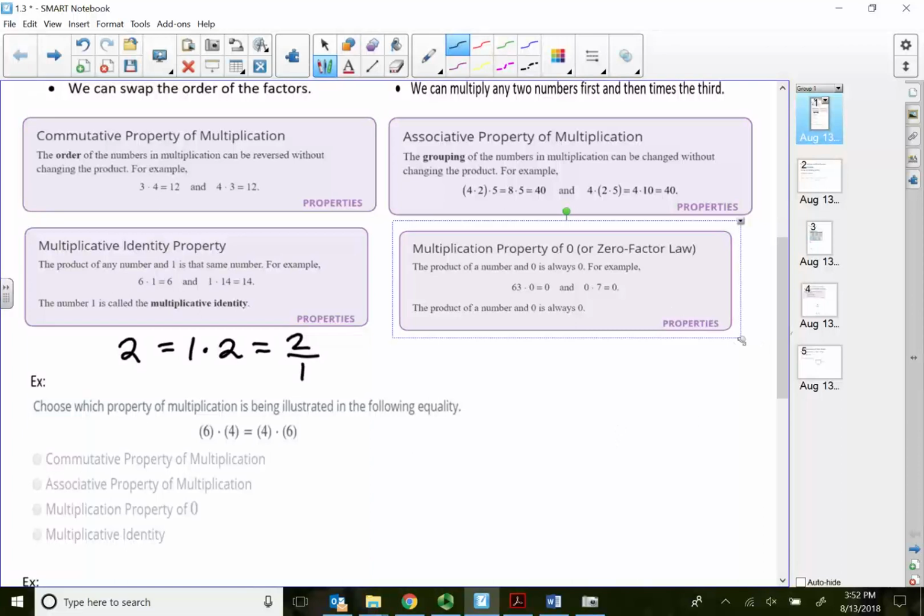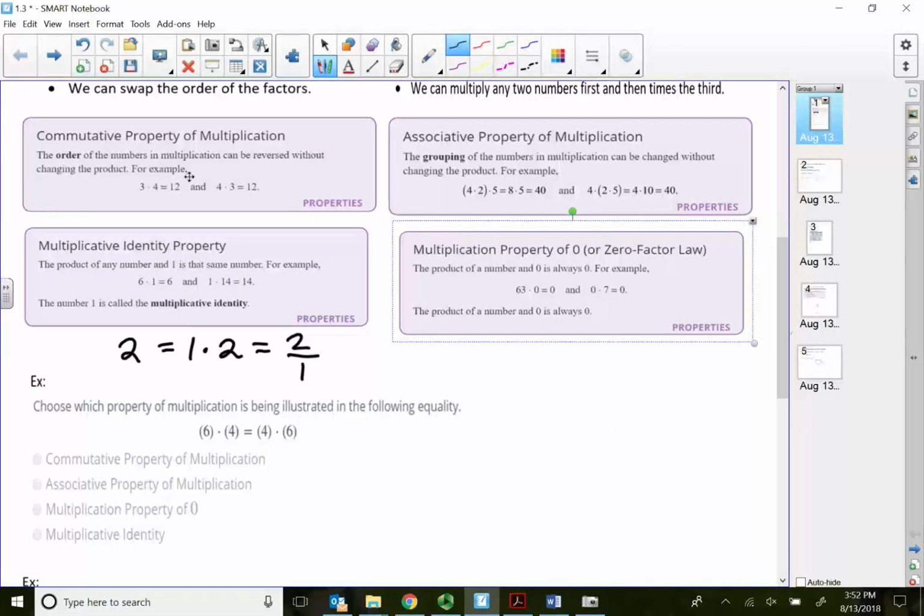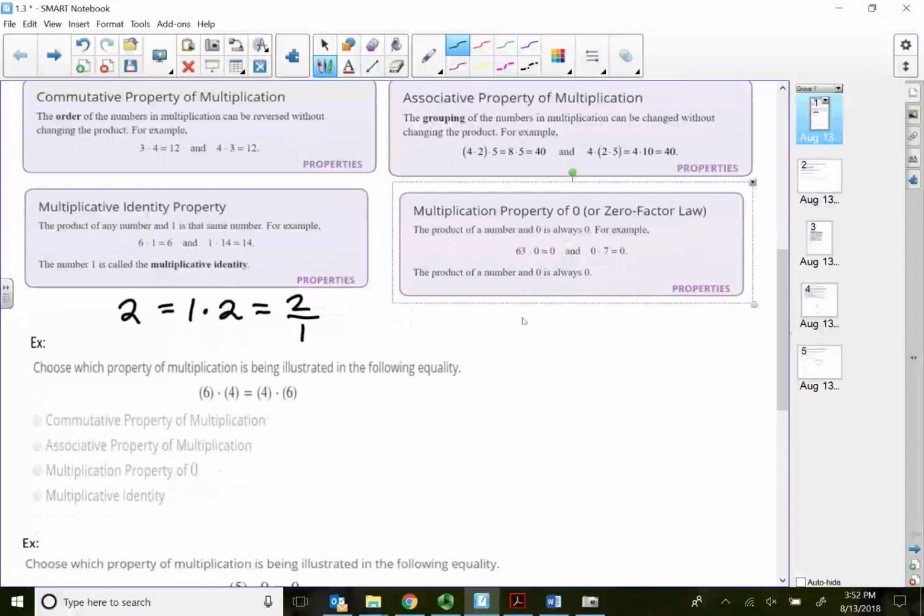So commutative property allows me to swap the order of my numbers. Associative property allows me to multiply any two numbers first, then times the third one. 1 is always the identity for multiplication. In other words, every number is always times by 1. And 0 times anything is always 0.